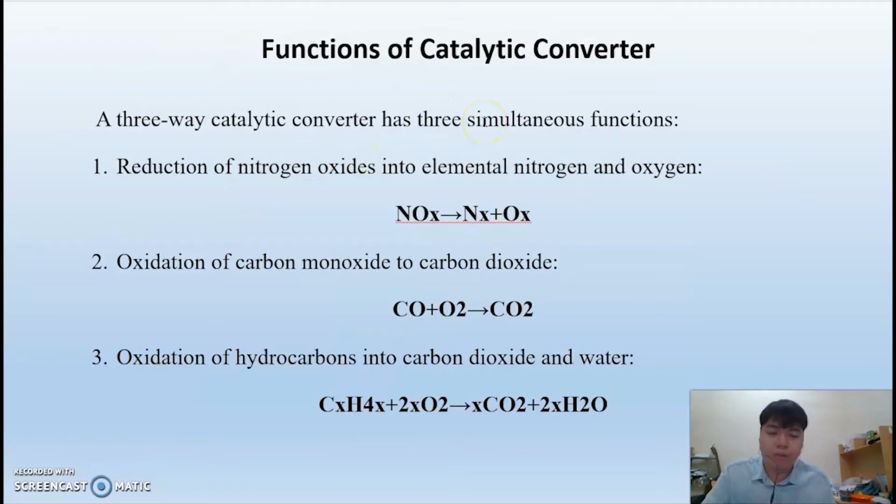Next, the functions of catalytic converters. A three-way catalytic converter has three simultaneous functions. First is the reduction of nitrogen oxide into elemental nitrogen and oxygen. From the chemical equation, the nitrogen oxide gas reacts and becomes nitrogen and oxygen. Second is the oxidation of carbon monoxide to carbon dioxide. The chemical reaction shows that carbon monoxide reacts with oxygen to become carbon dioxide.